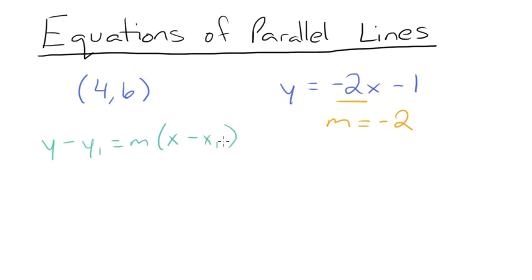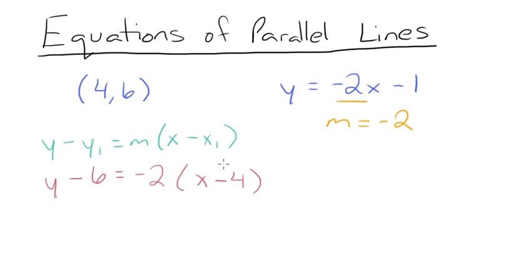Remember, since this form is created to tell you a specific point on the line, we plug our point (4, 6) in for x1, y1 instead of for x and y like we did in the last example. Let's now plug in the values that we know. So we have y minus y1, y1 is 6, so minus 6 equals m, which is -2, times x minus x1, which is 4. Now, if we want our answer in point-slope form, we can stop here.